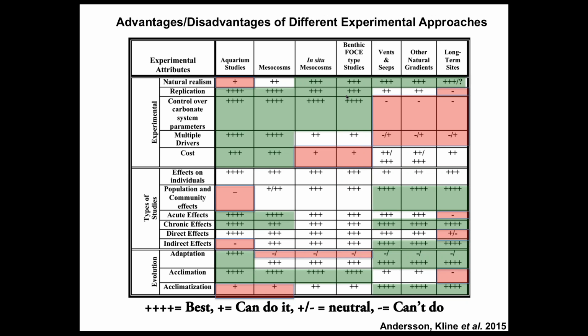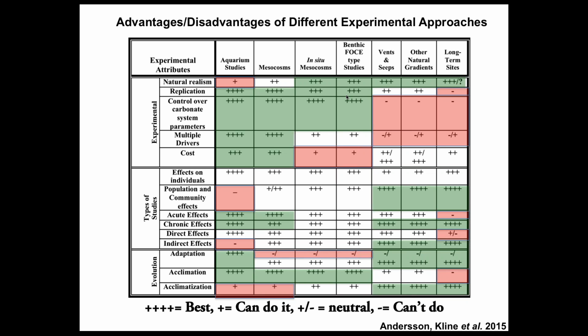Vents and seeps, natural gradients, and long-term sites, you have no control over the carbonate chemistry, and there's often multiple drivers occurring at the same time, so it's very hard to pick out the impacts of any single driver, which makes it challenging. You also can't get at acute effects, and often, as I just mentioned, it's very hard to piece apart the direct effects of any of the different drivers.